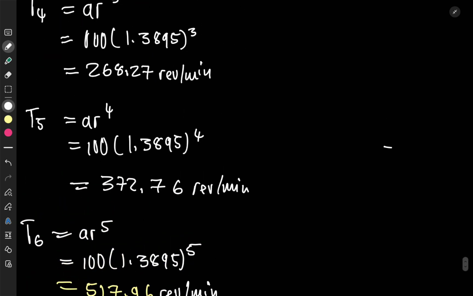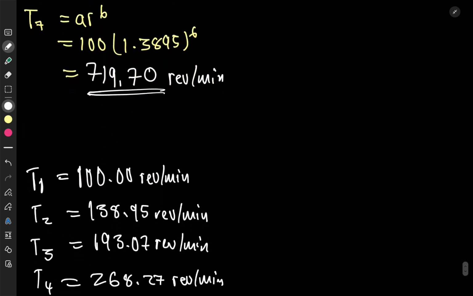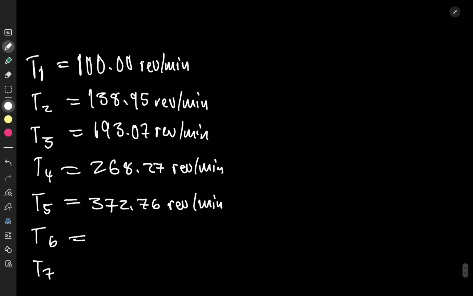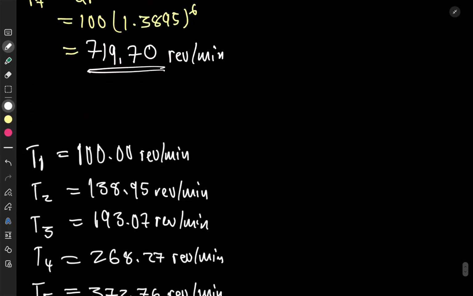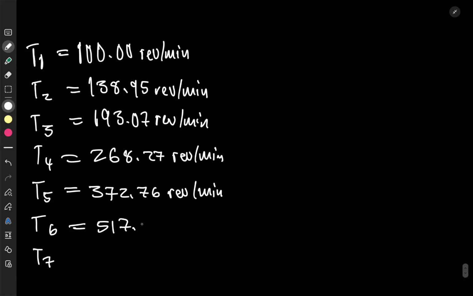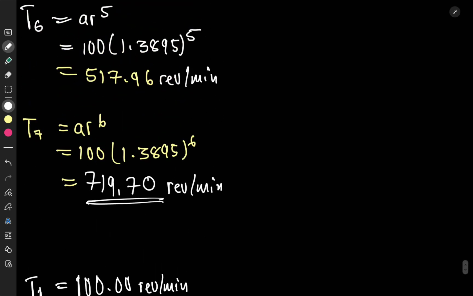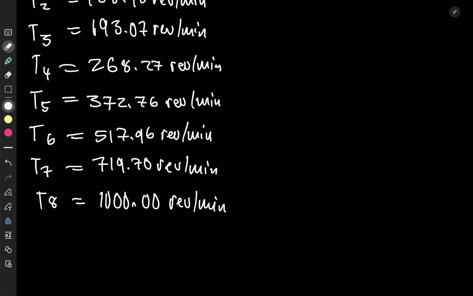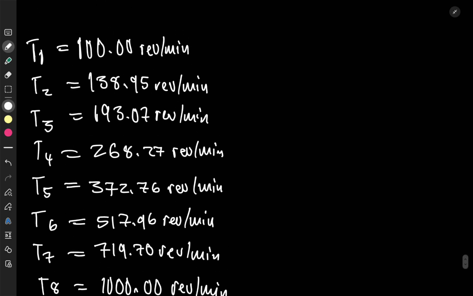Then term number 5. Term number 5 is 372.76 and it's revs per minute. Then term number 6. What is our term number 6 going to be? 517.96 revs per minute. Term number 7 is 719.70 revs per minute. And then term number 8, we got it as 1000.00 revs per minute. And this is going to be all the values that we have.